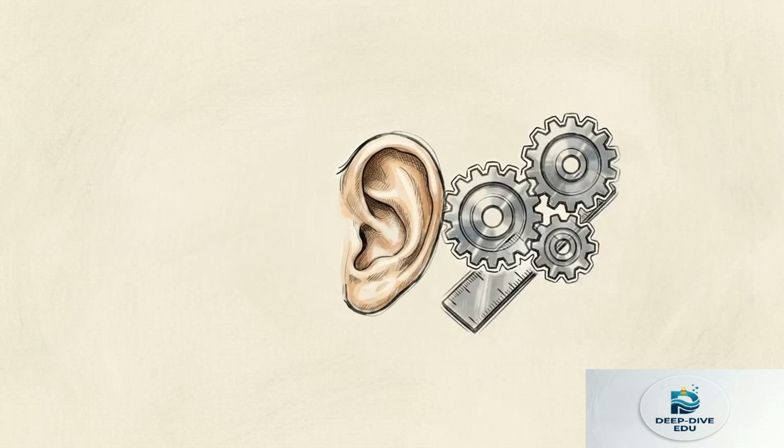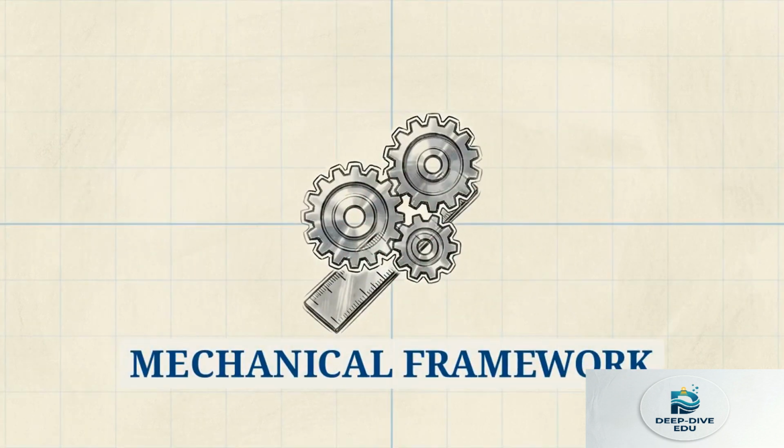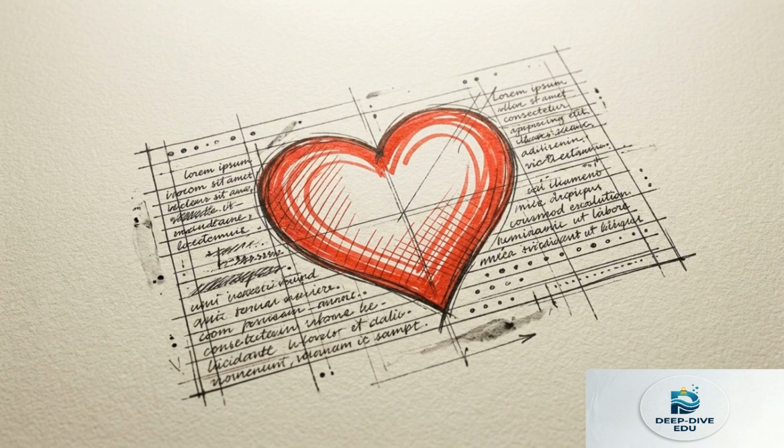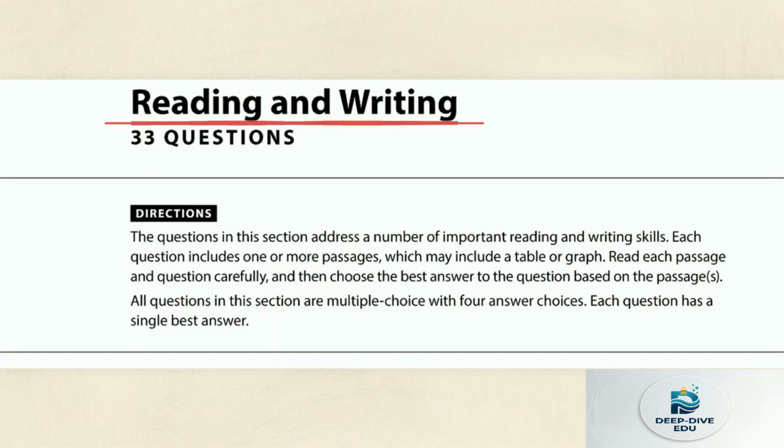Moving away from auditory guessing and toward a rigid, rule-based framework is a necessary shift. It allows you to process the questions based on what is actually on the page rather than how you feel about the phrasing. Here is the reading and writing module.